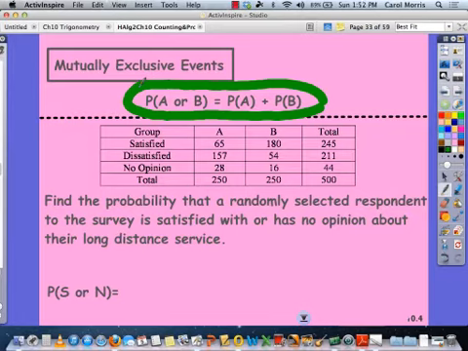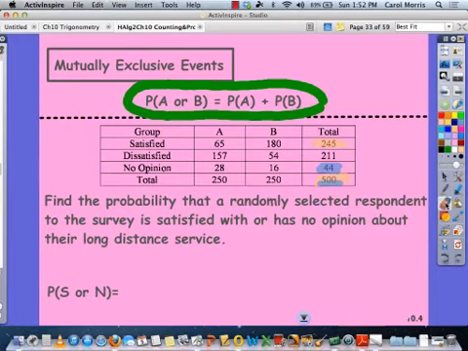So here we go. If we look at this situation, let's spell out some of the numbers that we're going to need. Find the probability that a randomly selected respondent to the survey is satisfied with their service. If we look at our chart here, satisfied means we have 245 that are satisfied over our total of 500. If we talked about the people who had no opinion on their long-distance service, then we'd be talking about the 45 again with the total of 500. So those are the numbers we're going to have to use.